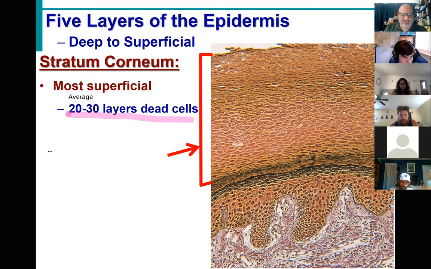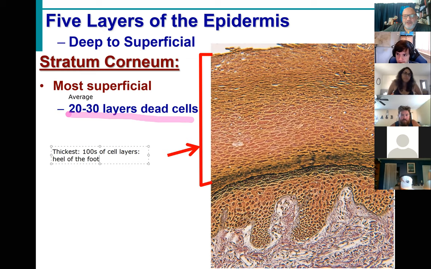Where do you think the thickest stratum corneum is located in your body? Made up of literally hundreds of cell layers. On your heel? Yeah, the heel of your foot. Right, that's why you can spend 15 minutes with your pumice stone in the shower working on the heel of your foot. And are you going to bleed as a result of that? No, because you have hundreds of dead skin cell layers there.